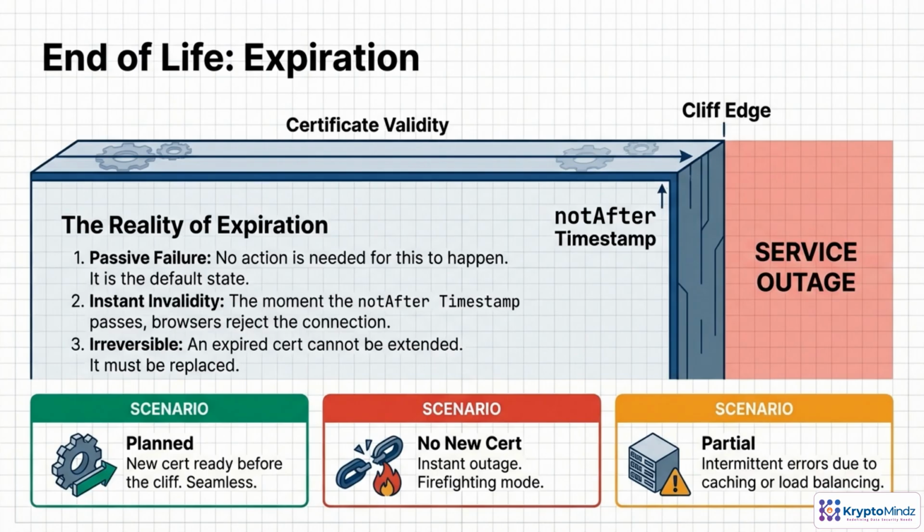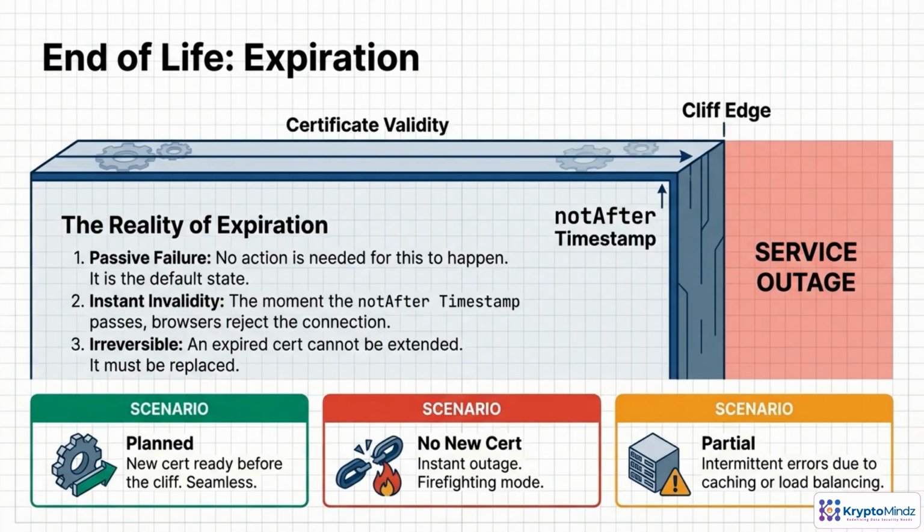Even if nothing is compromised, every certificate has a built-in ending: expiration. Certificate expiration is a silent, automatic failure mode in PKI. You don't have to do anything wrong for it to happen. Time alone will take you over the edge. At the exact moment the not after timestamp is reached, that certificate becomes instantly invalid. Browsers and clients don't negotiate or offer a grace period. They simply stop trusting it.